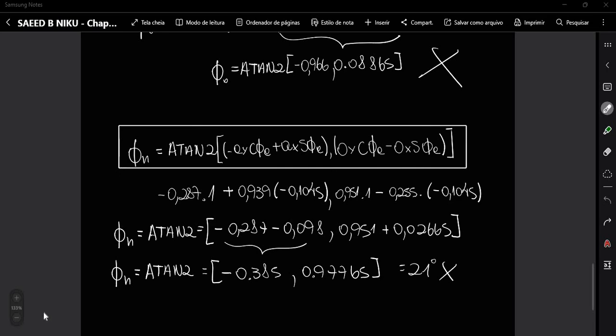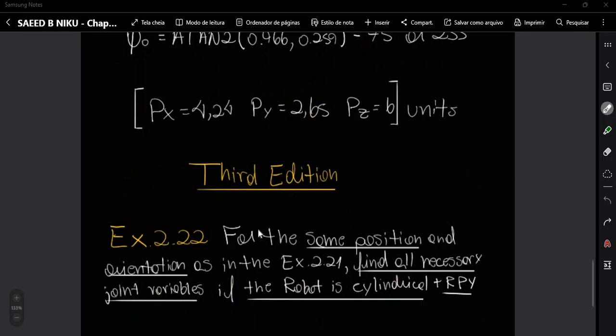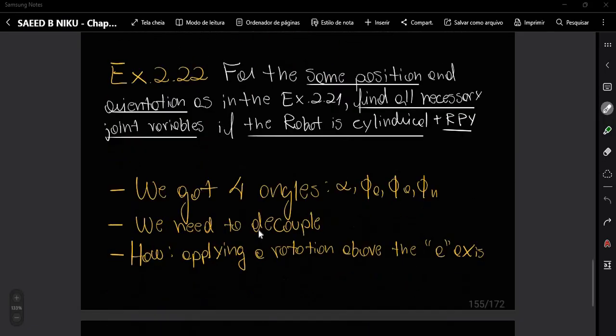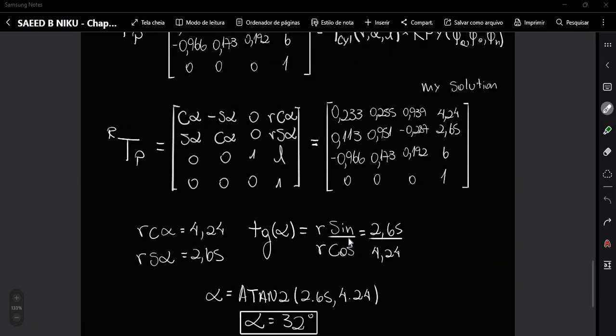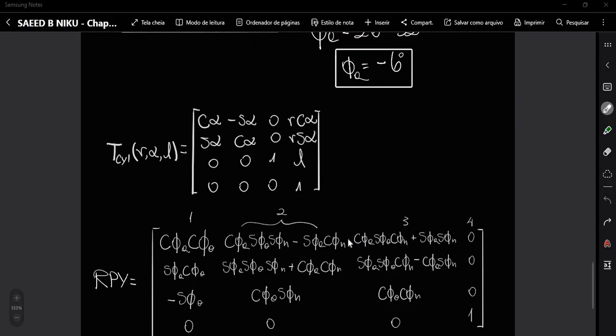Alright, we are back. And on the last video, we were solving example 2.22 from the third edition. Because I wasn't able to find the angles phi n and phi o, the angles of pitch and yaw, I said that in this video we will solve example 2.21, I think, from the second edition.